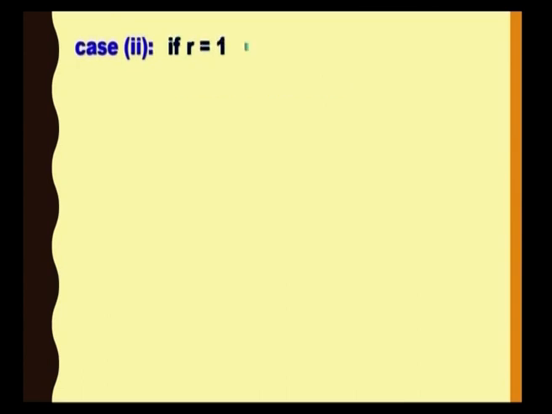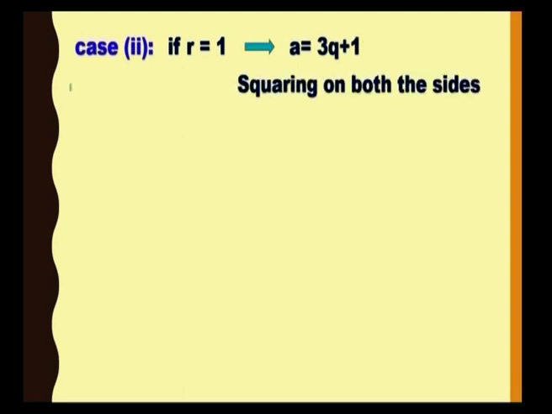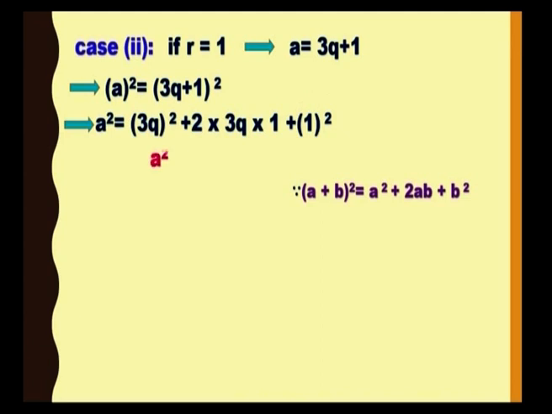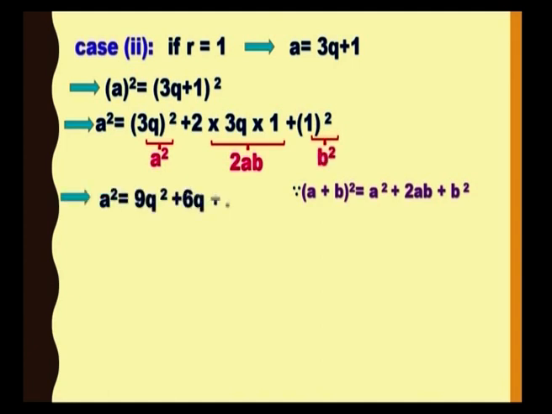If r is equal to 1, a is equal to 3q plus 1. Let us do the squaring on both sides. Then a square is equal to 3q plus 1 whole square. Here I should use the a plus b whole square formula, which is a square plus 2ab plus b square, which you all know. So a square is equal to 3q square plus 2 into 3q into 1 plus 1 square. Here 3q square is a square, 2 into 3q into 1 is 2ab, and 1 square is b square. A square is equal to 9q square plus 6q plus 1.